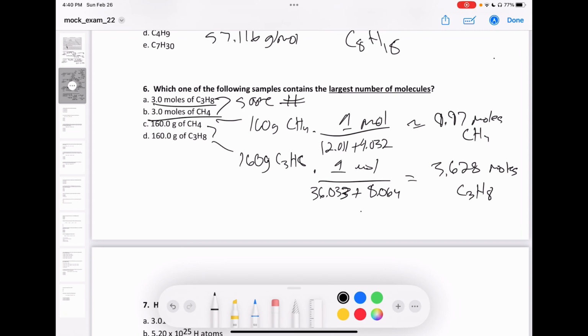And again, like we said, these two right here have the same number of molecules, because Avogadro's number and the relationship with moles has no correspondence to what the actual species is. It's just a number. So 3 moles of anything is the same amount of molecules. And then this is slightly more at 3.628, but this is way bigger at 9.97 moles of CH4, so your answer is C.